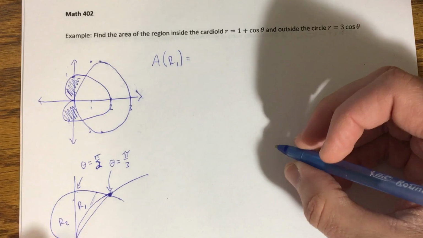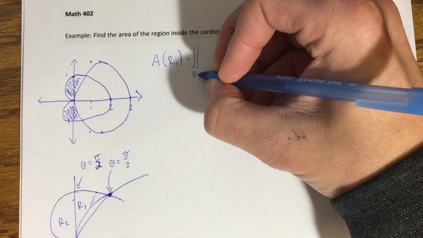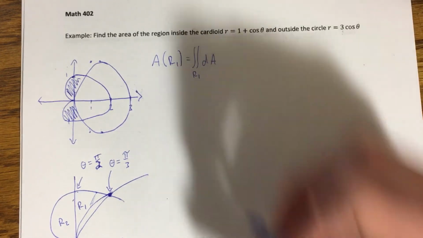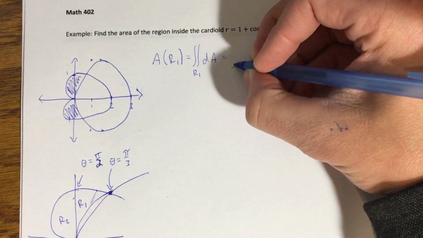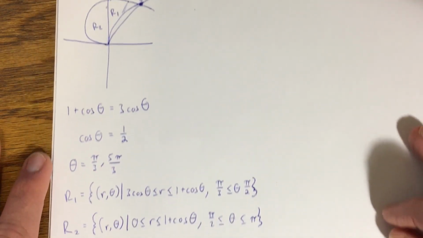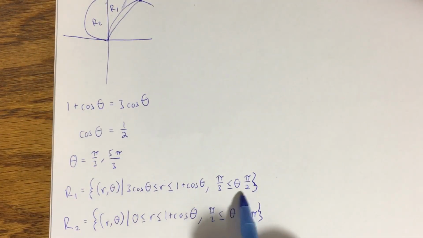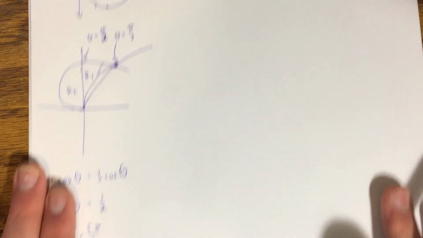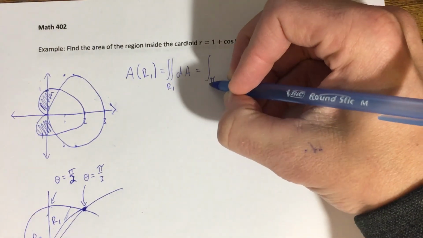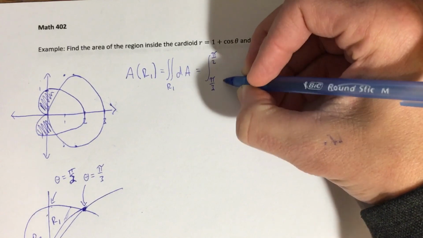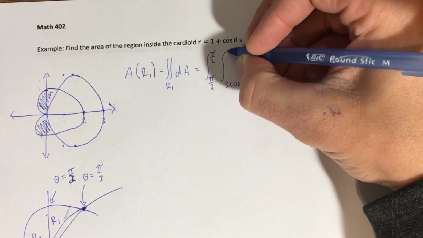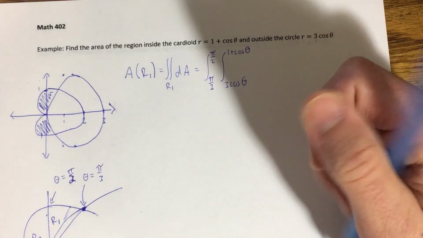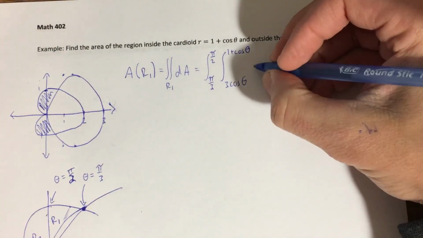That's defined to be the double integral over region 1 of dA. Remember, that was one of those properties. The double integral over region dA gives us the area of that region. But if we're using polar coordinates, I have to convert that. So again, using R1, just as a reminder, these are my intervals here. Theta is going to be on the outside, from pi over 3 to pi over 2. R goes from 3 cosine of theta to 1 plus cosine of theta. And then dA, remember, becomes r dr d theta.